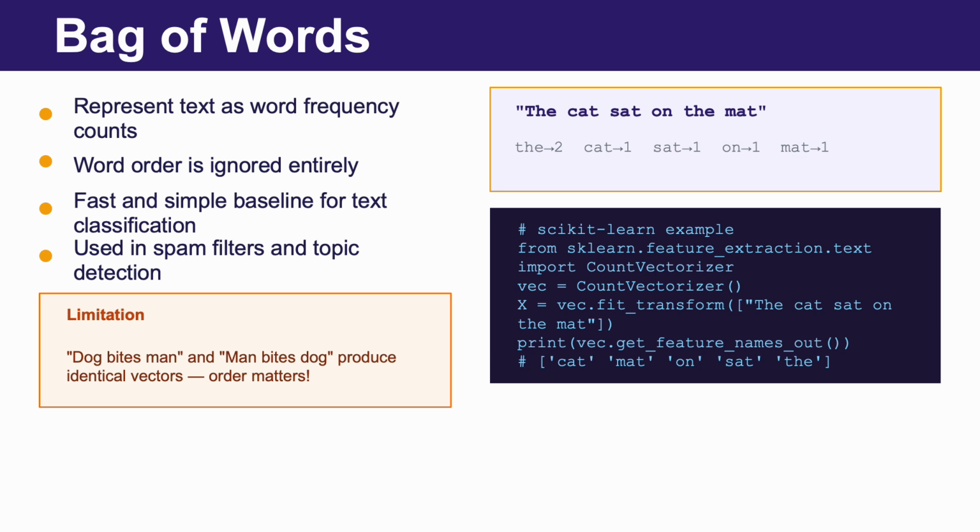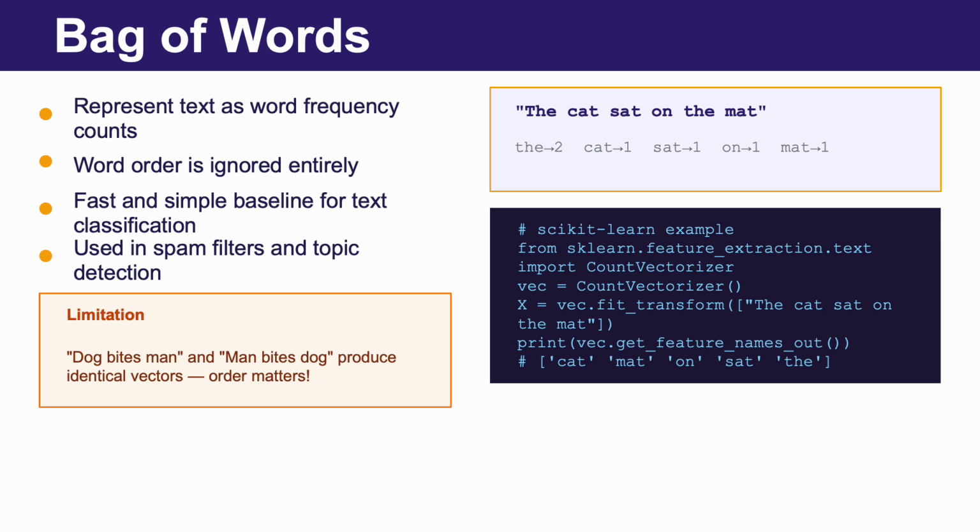The bag of words model represents a piece of text as a collection of word counts. You count how many times each word appears and ignore the order entirely. The result is a simple numerical representation that a computer can process easily. Despite being simple, bag of words is surprisingly effective for many tasks. Spam filters, topic classifiers, and document search all work well with it.